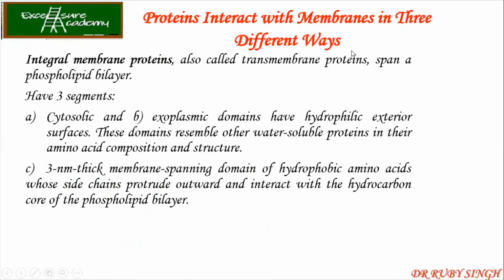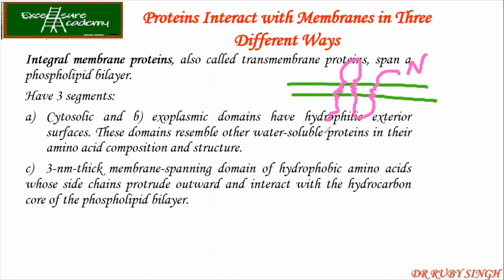Now let's talk about these proteins in detail. Integral proteins, also called the transmembrane proteins, have three segments. What are those three segments? The cytosolic part, the exoplasmic part, and the membrane spanning part. If this is your plasma membrane, one portion is going to be facing your cytosol, the other portion is going to be facing your extracellular side, and the third segment is around your membrane spanning domain.